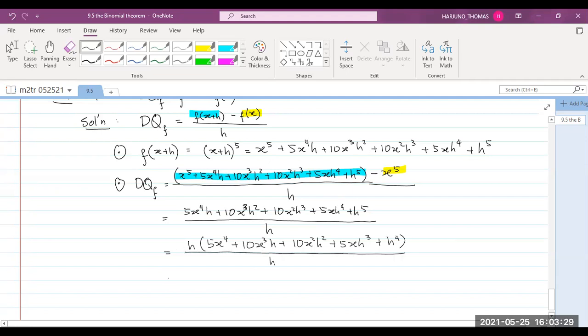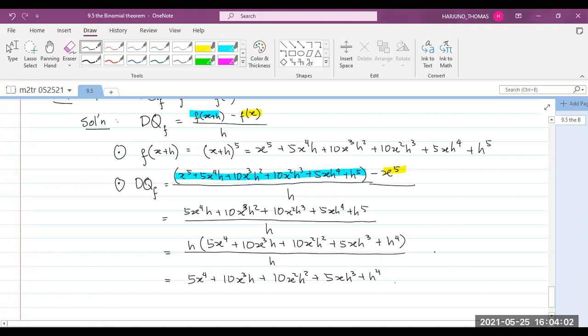So the difference quotient of x to the 5th is 5x to the 4th plus 10x cubed h plus 10x squared h squared plus 5x h cubed plus h to the 4th. This becomes the very foundation of the derivative of a polynomial in calculus 1.